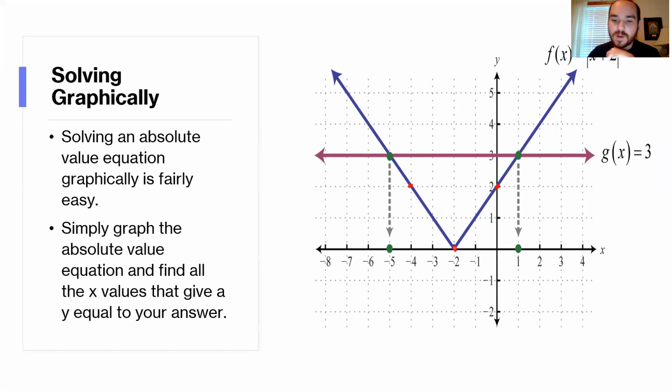You'll notice that here's where my one answer is, right at the 0 point, and then anything below that, there's no answer. There's no possible way to get a y value of negative 1 for this function, which is absolute value of x plus 2.